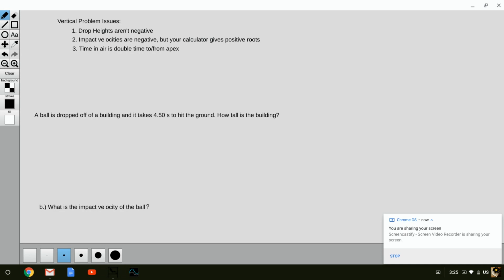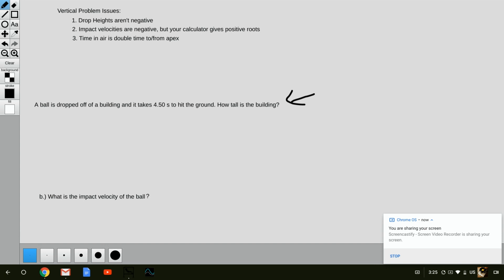So a good example here is number one that I have set up right here. A ball is dropped off a building. It takes 4.5 seconds to hit the ground. How tall is the building? So if we take a look at this, we're pretty much going to draw a little sketch here if we can.